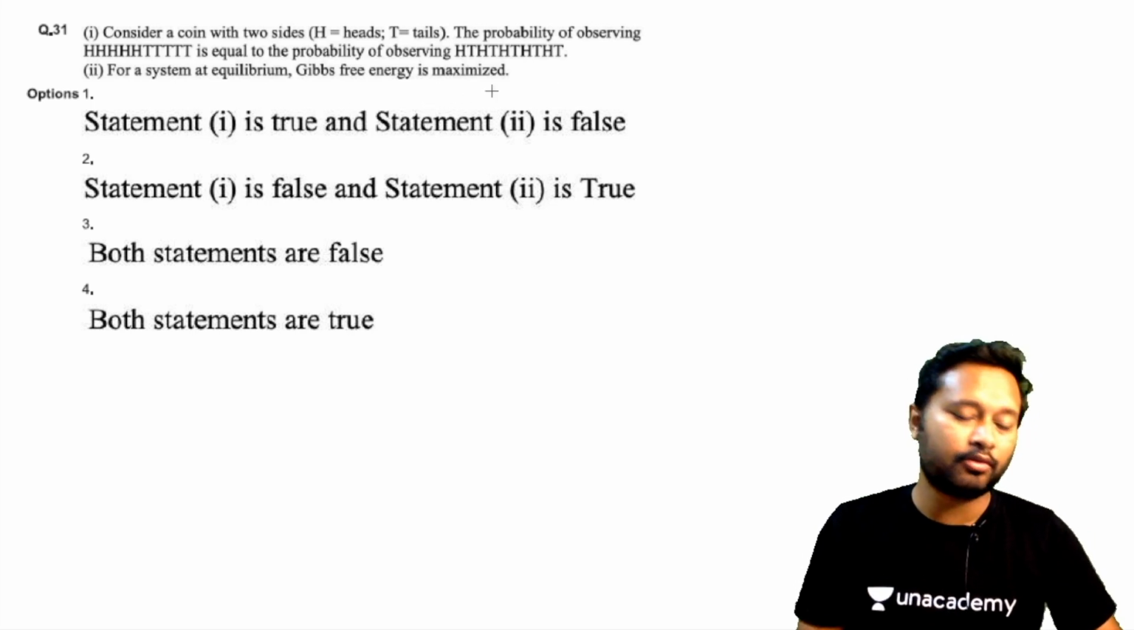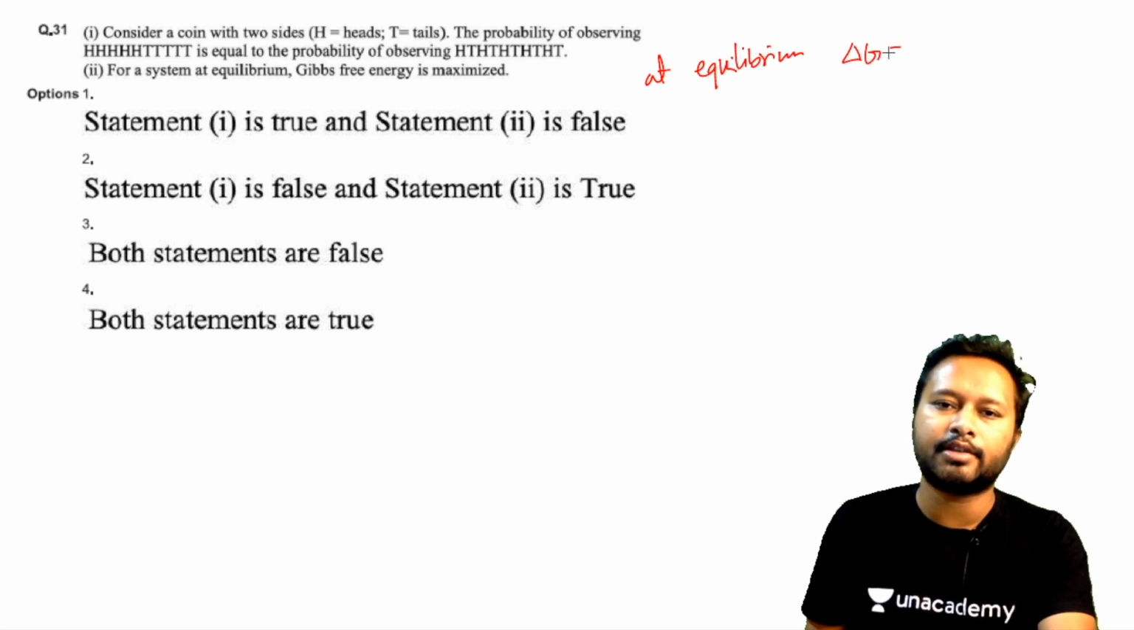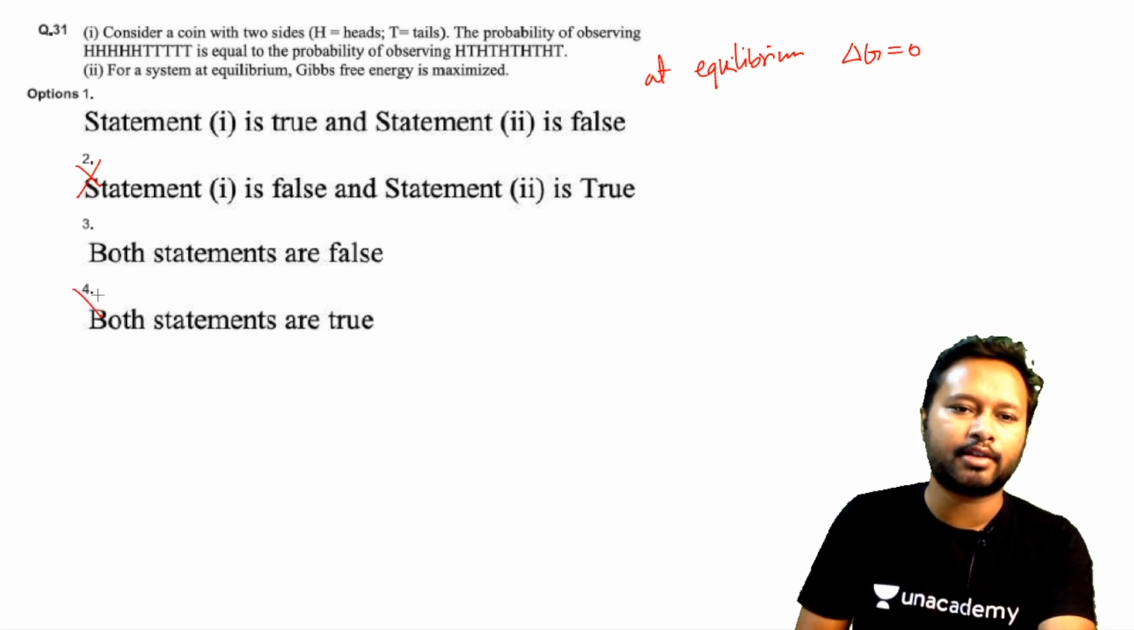Now you all know what happens at equilibrium. At equilibrium your delta G is 0. So it's not maximized, it's minimum. So statement 2 is false. That means answer number 2 is incorrect and answer number 4 is incorrect. Either 1 or 3 is correct.